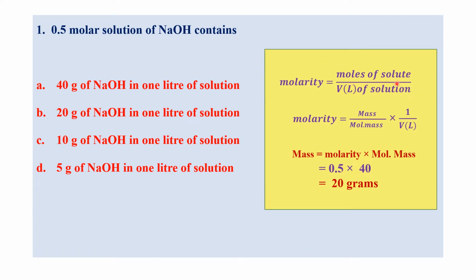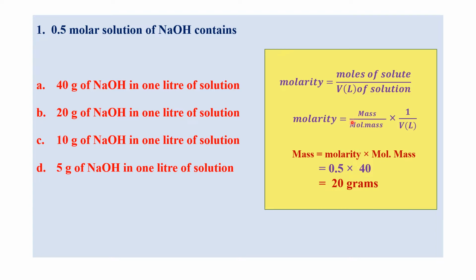Molarity is equal to the number of moles of solute dissolved in 1 liter of solution, and the number of moles of solute is mass divided by molar mass. Here the molarity is given, that is 0.5 molar, and the volume of solution is also given, that is 1 liter in each case. So we will find the weight by rearranging this formula. Mass is equal to molarity multiplied by molar mass. Here we put 1 liter, and 1 divided by 1 will result in 1. So we get molarity is equal to mass divided by molar mass.